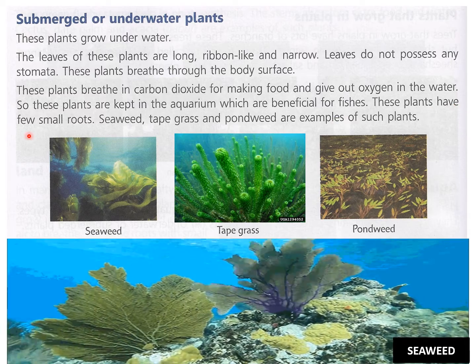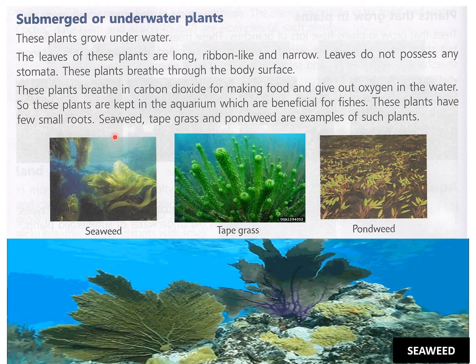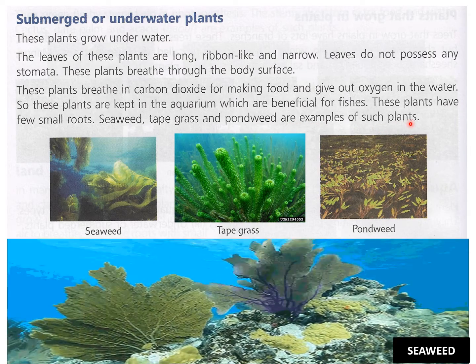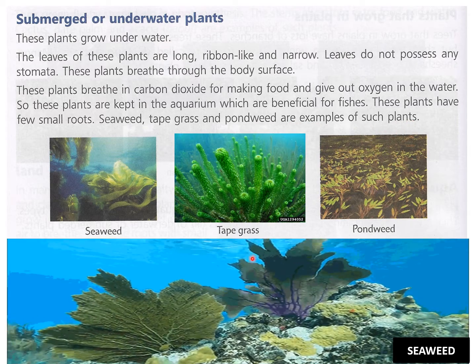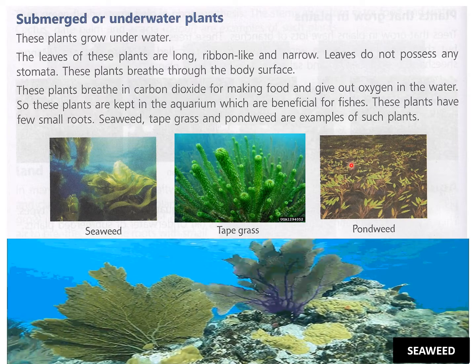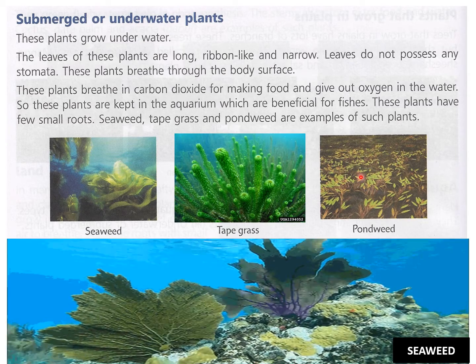These plants have few small roots. Seaweed, tape grass, and pondweed are examples of such plants. You can see the plants are given over here in the picture, so you can understand what kind of plants they are, and they are found under the water.